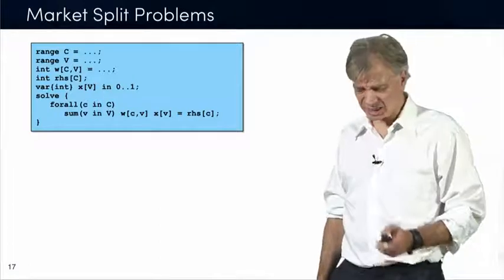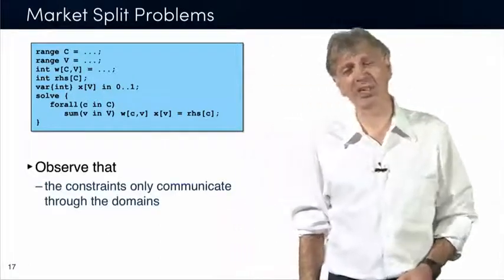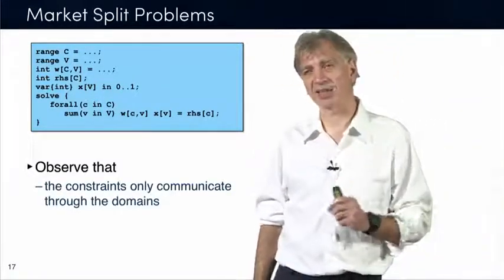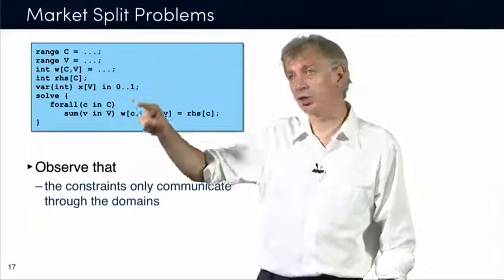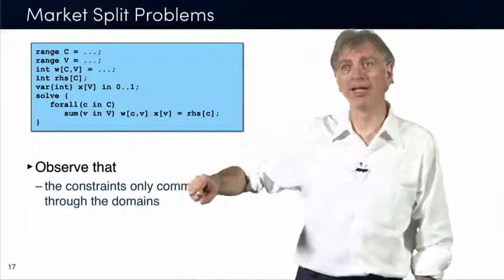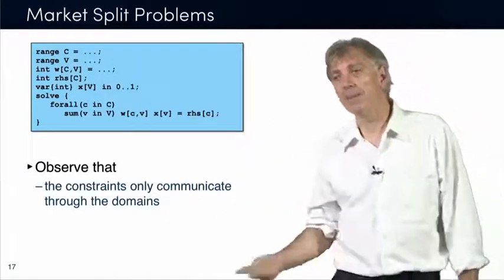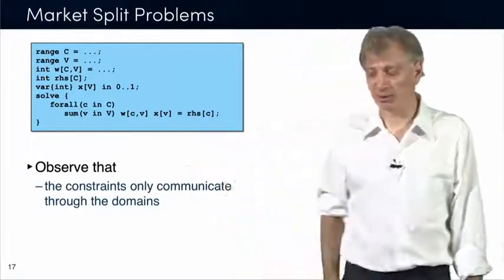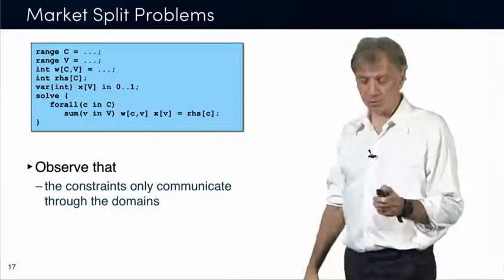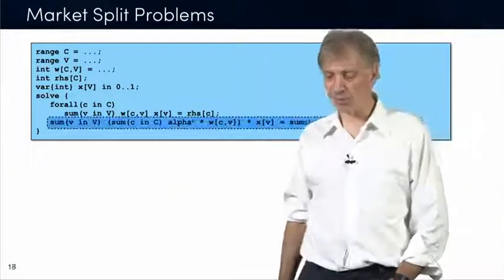Now, these constraints are actually pretty weak from a propagation standpoint. They don't communicate with each other, only through the domains. In this particular case, you have these linear constraints that are doing their work independently, and they communicate very little. So one of the things you can do is use the concept of surrogate constraints.